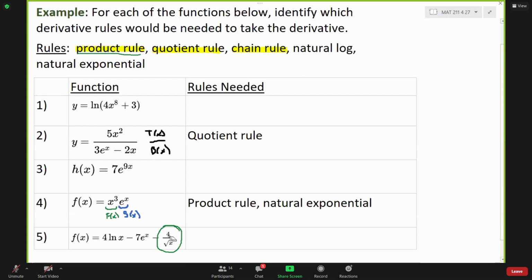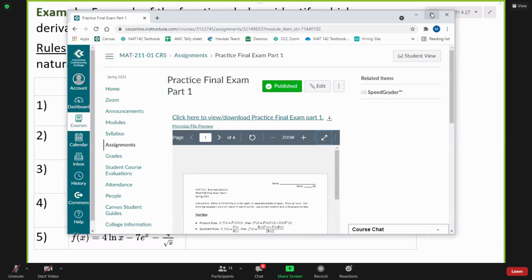And just before we do one more poll with the chain rule, I am just going to bring up the practice final for a second.